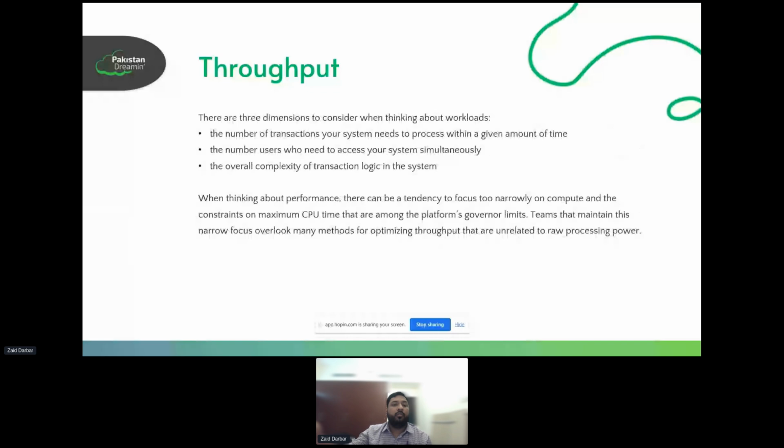We have divided workload into three dimensions: number of transactions, number of users, and overall complexity of the system. So we need to make sure that we are calculating how many transactions will be made, how many users will be using it, and what the overall complexity of the system is. When thinking about performance throughput, what we usually tend to do is calculate the CPU time limit only, but it is much more than that. As I said, the user expectation is also a part of it.